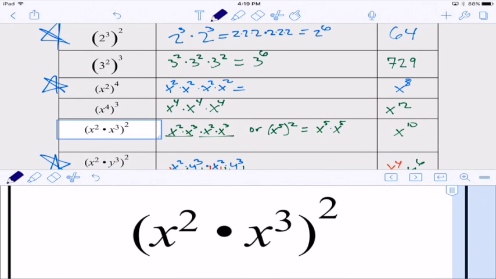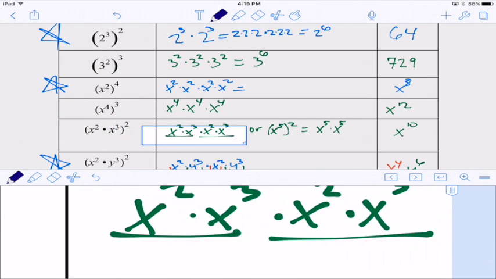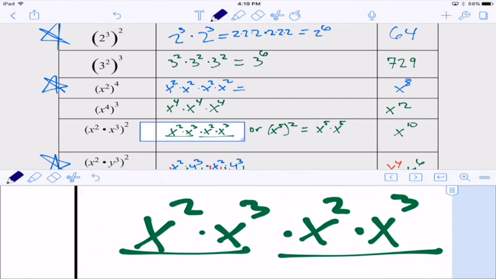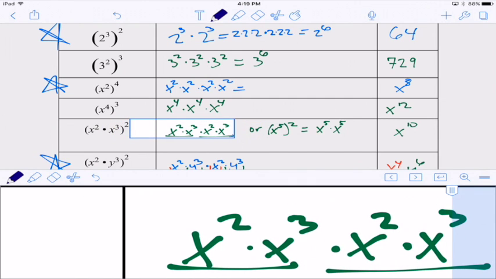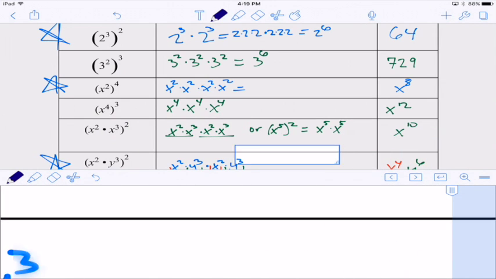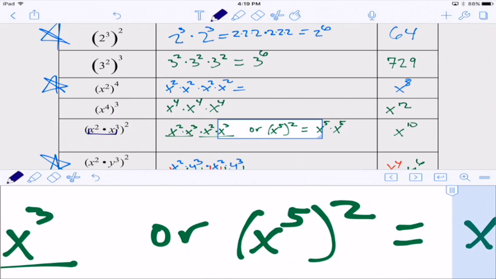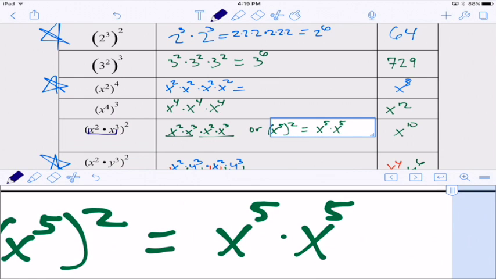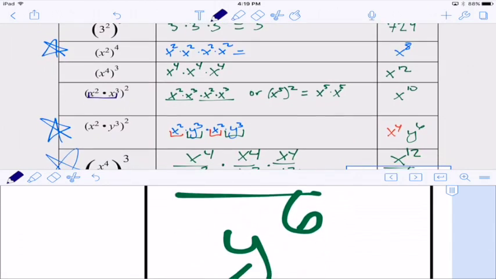Then I had everything in the parentheses squared. So x squared, x cubed, x squared, x cubed, and that gave me 2 plus 3 is 5, plus 2 is 7, plus 3 is 10. Or you could have noticed that the x squared and x cubed, if you put those together first, give you x to the 5th, and then square it, x to the 5th times x to the 5th, to give you x to the 10th. So there's a lot of options.